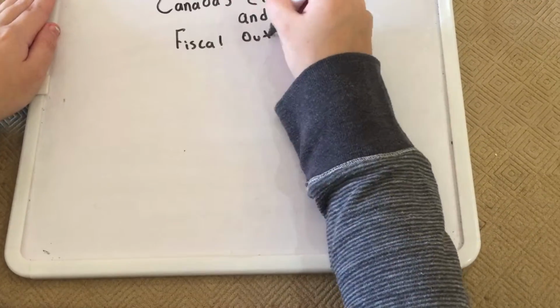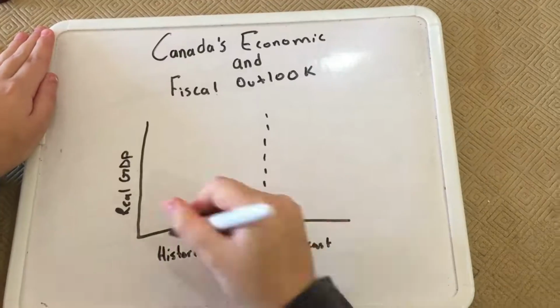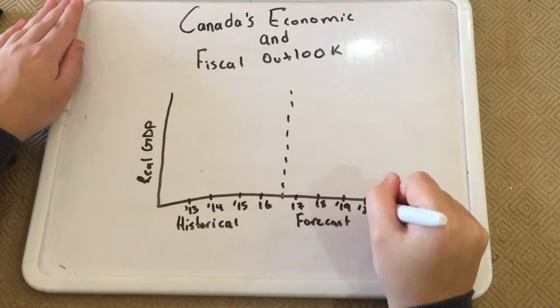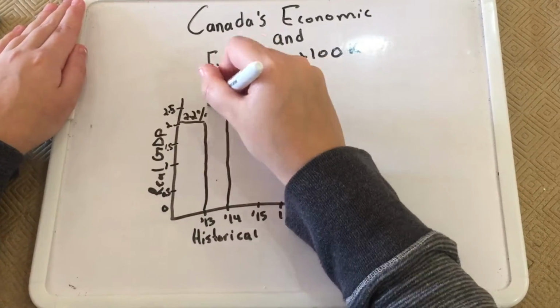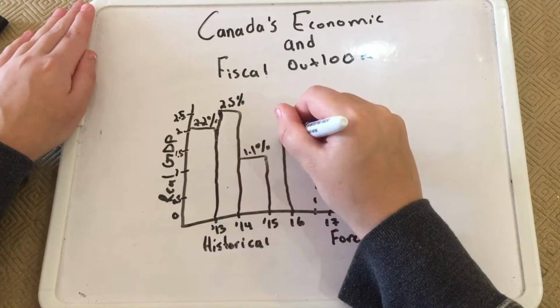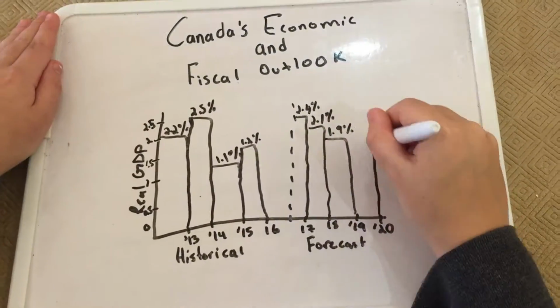Facts on GDP. Here we have a graph on Canada's economic and official outlook. We have real GDP on our y-axis and historical and forecast on our x-axis. In 2013, Canada was at 2.2% and had an increase in 2014. But it is forecasted that Canada will decrease to 1.9% in 2020.